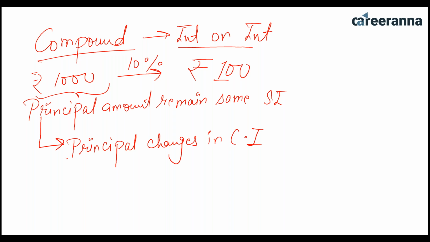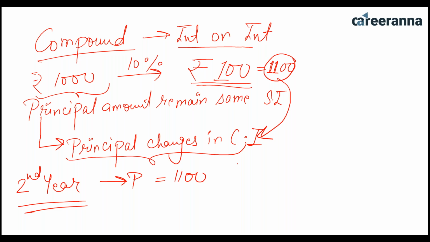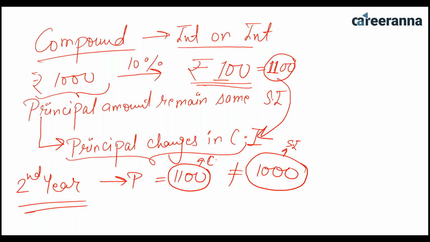Now, how are we saying that in compound interest the principal changes? For example, 100 rupees is my interest, so the total amount is going to be 1100. Now, if I take 10% of this, this is where the principal changes. What I meant to say is that from the second year onwards, my principal is going to be 1100, not 1000 rupees. This 1000 rupee principal was in the case of SI, but now my principal is changed to 1100 in case of CI. So the reason the amount is different from simple interest is just because the principal changes. If I take 10% of 1100, it comes out to be 110.